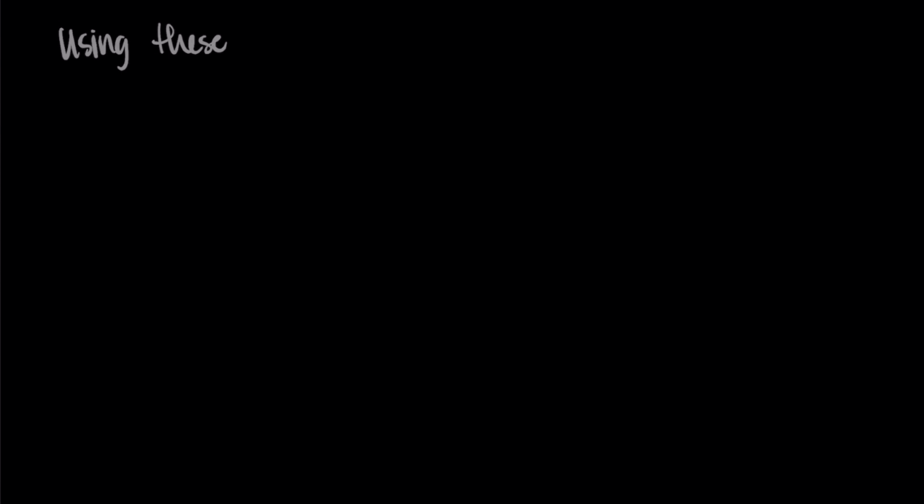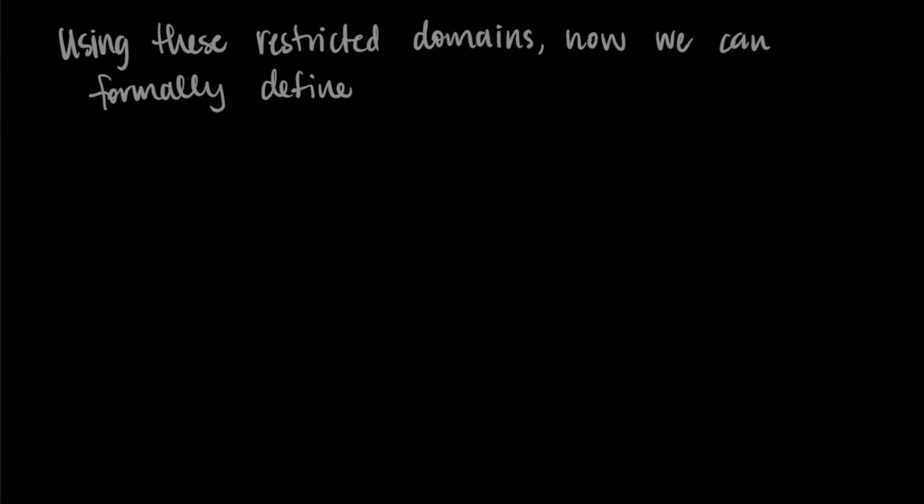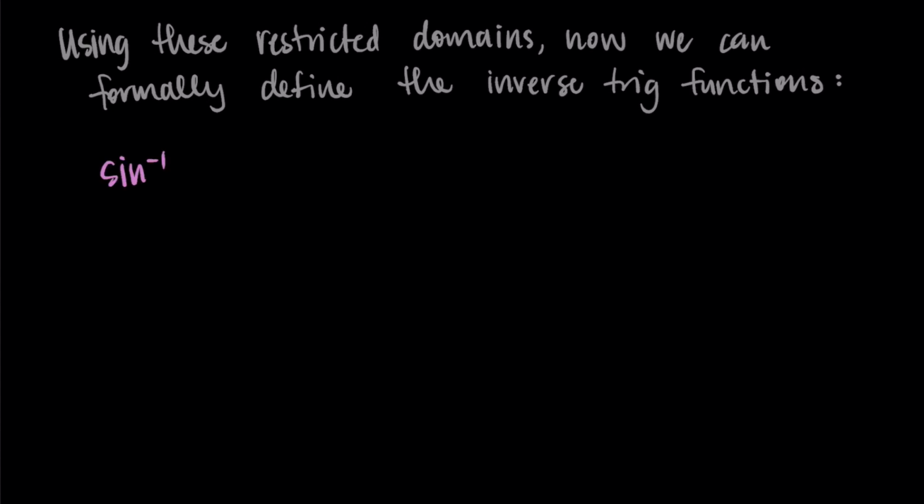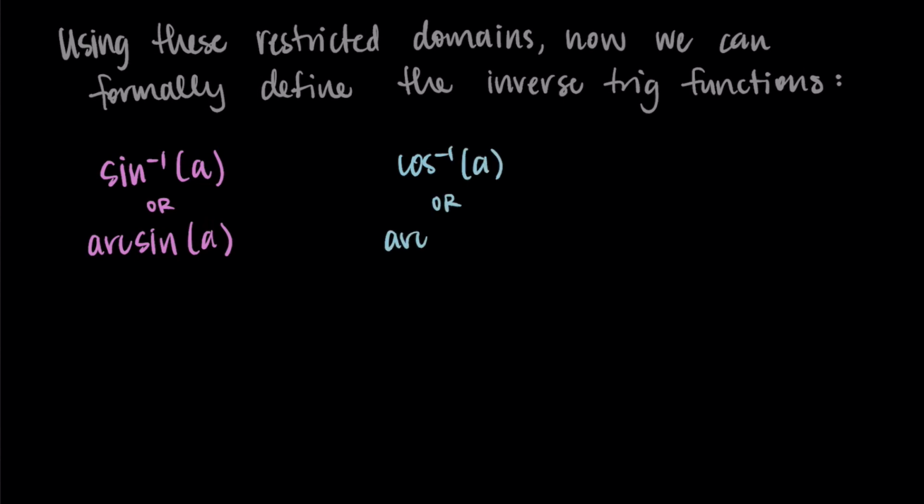So now that we've restricted the domains, we can start to formally define these inverse functions. As we get into this, you're going to see two different notations. These notations represent the same thing, they're just different ways of writing it. So we could have sine inverse of A or arcsine of A. These both represent the inverse sine function. Then we can have a cosine inverse of A or arccosine of A. And we can have tangent inverse of A or arctangent of A.